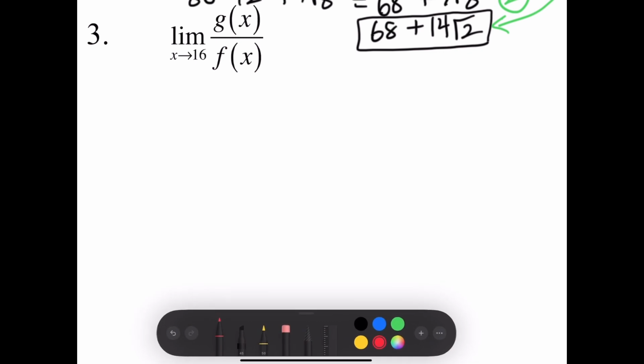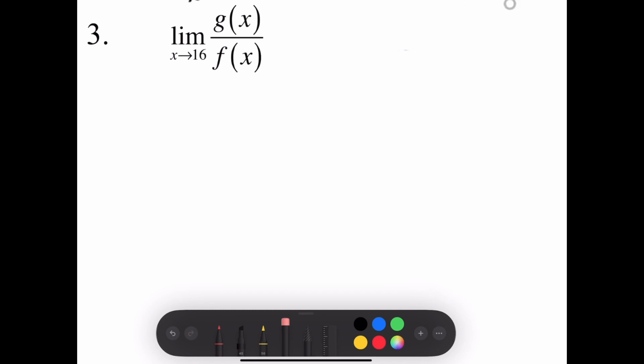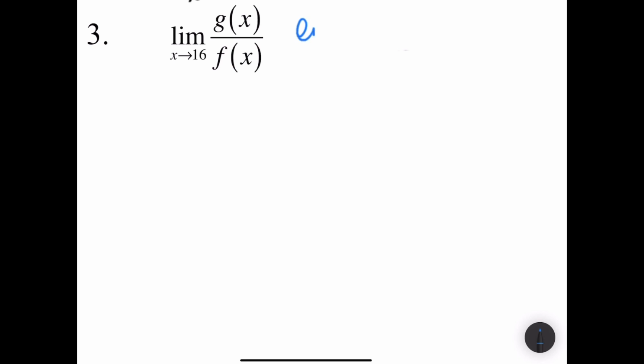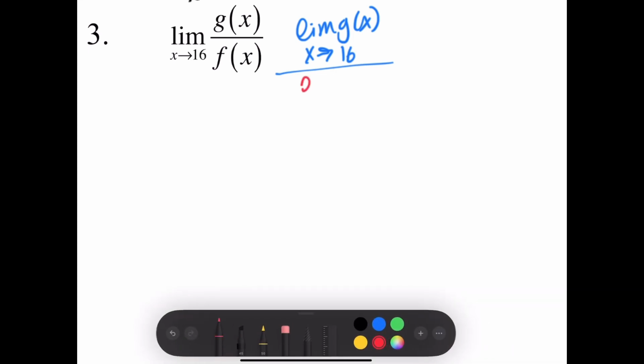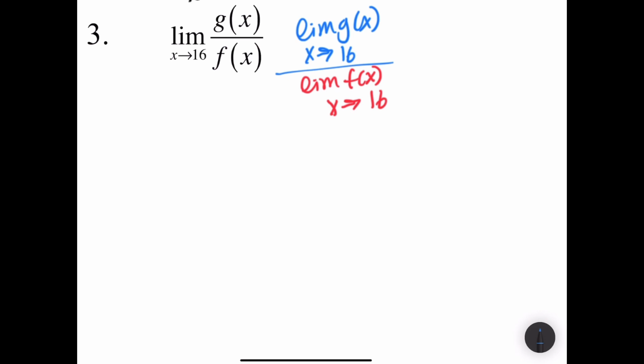And I'm going to erase some of this up here so it looks a little bit cleaner. Okay. So I'm taking the limit of g of x divided by f of x as x approaches 16. So I'm going to do this separately. I'm going to first take the limit of g of x as x approaches 16, plugging in 16. Then I'm going to take the limit of f of x as x approaches 16, plugging in 16, and divide them each, okay? So I'm going to find first the limit of g of x.